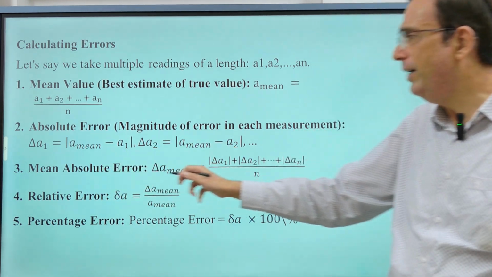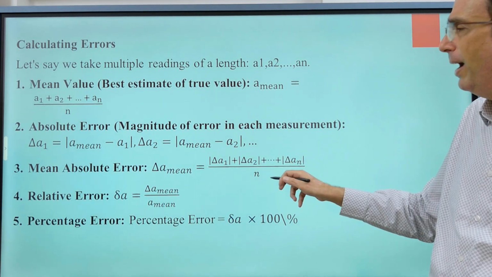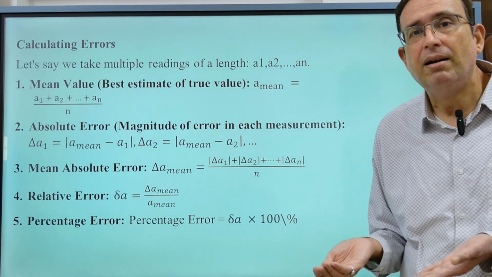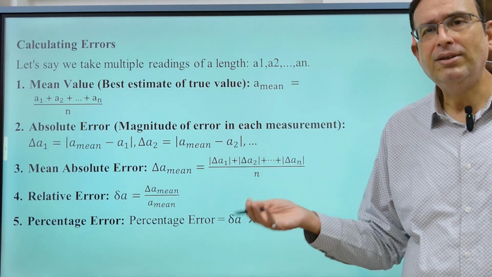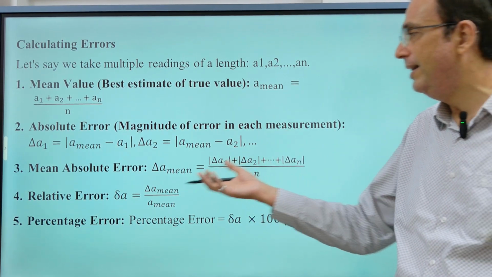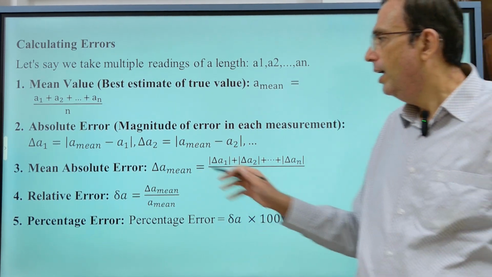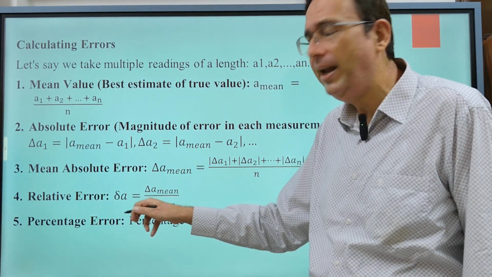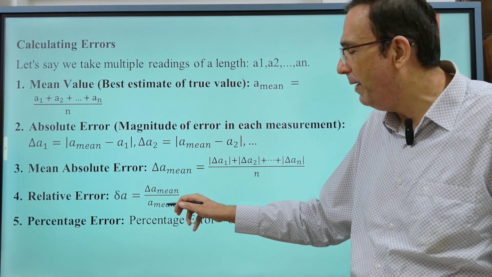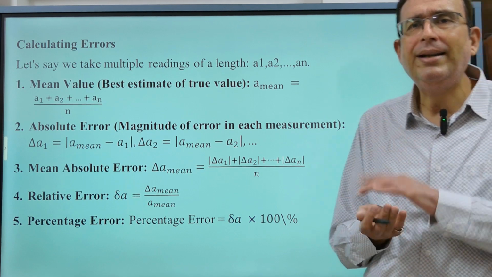And then you take the mean absolute error. You have all those errors, you add them up and divide by the number of observations, and you get the mean of the error. That is the best estimate of the error. So you have the best estimate of the true physical quantity, and also the best estimate of the error in the set of measurements that you have performed. Then you have the relative error, which is delta A mean, the mean absolute error, divided by A mean, the mean value or best estimate of the true value. You divide the two, and you get the relative error.